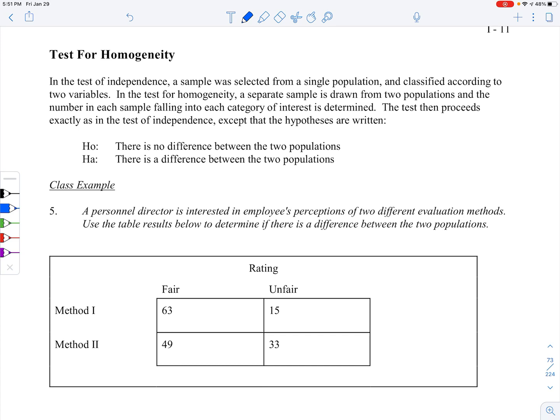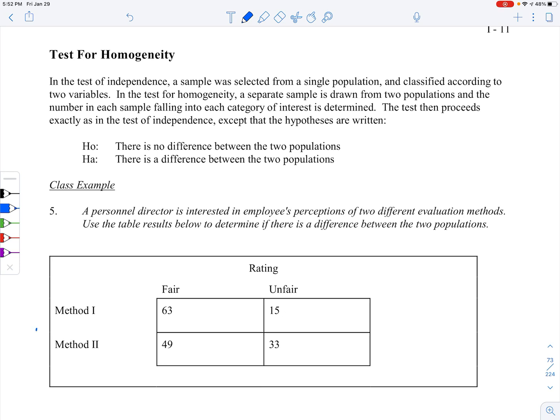In the test for homogeneity, a separate sample is drawn from two populations, and the number in each sample falling into each category of interest is determined. The thing to note here is, from a conceptual point of view, there is a difference, but from an actual calculation point of view, there isn't.